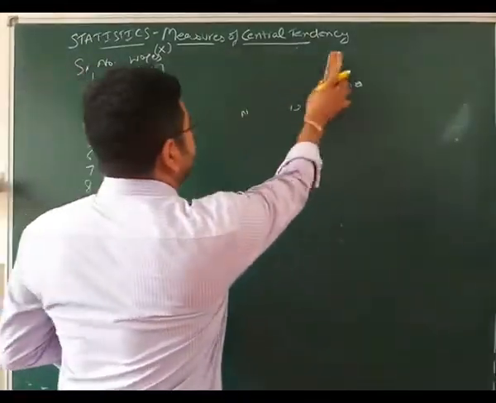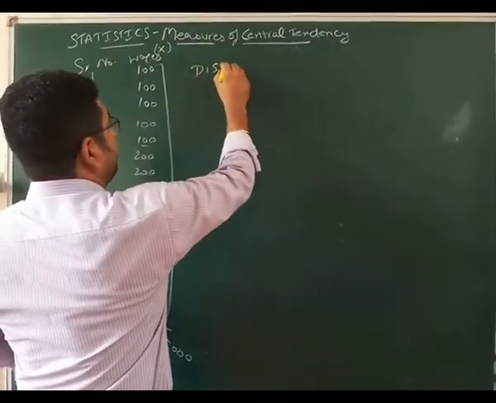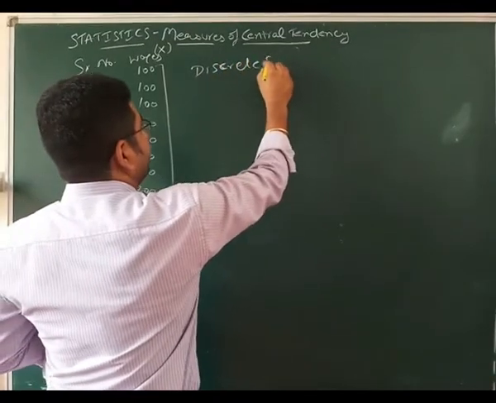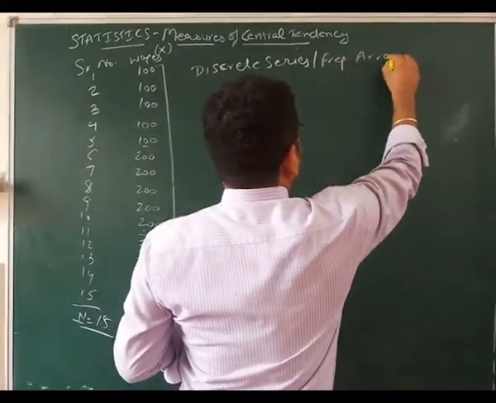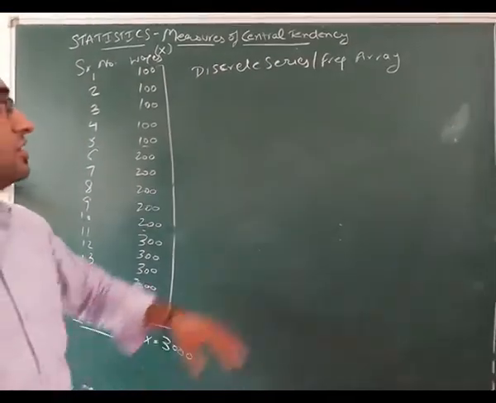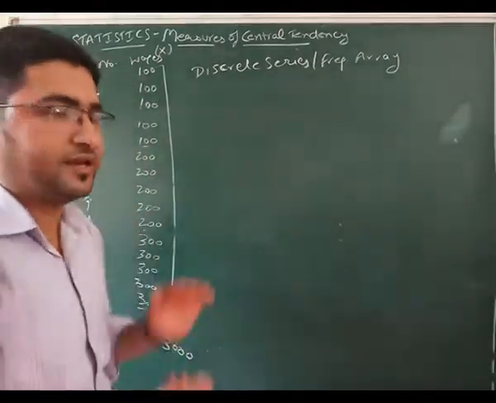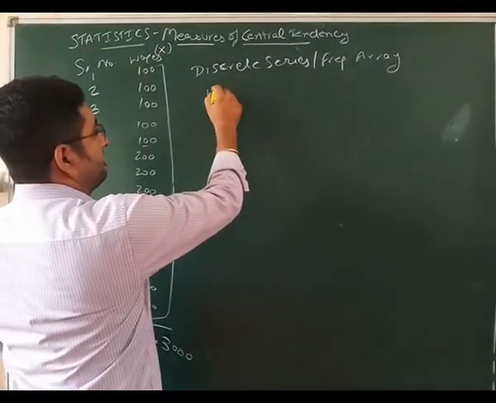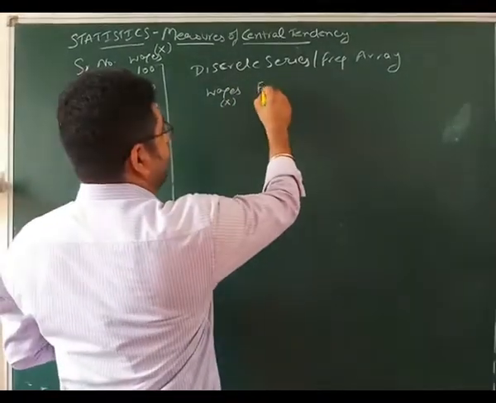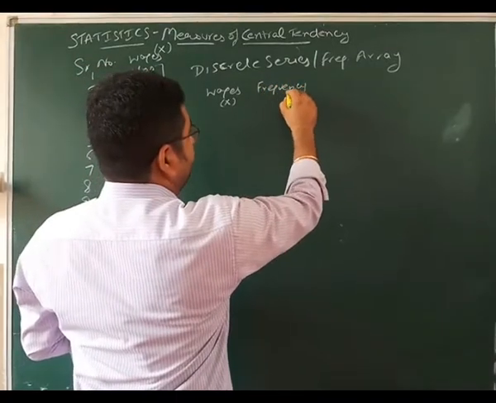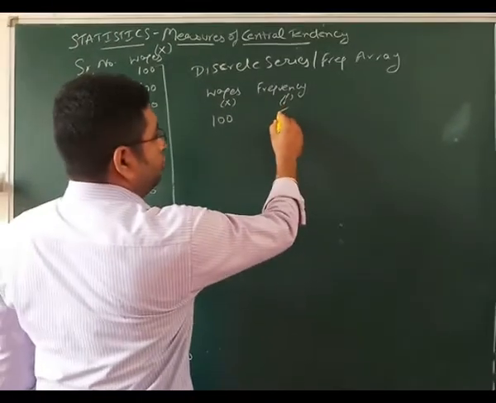So we have another series introduced over here that is called the discrete series, or the other name is frequency array. I repeat, the discrete series or the frequency array. Now I will convert this series into discrete series or frequency array. Let's see how it happens. I'll have wages, that is X, and next I will have frequency F. Now I am giving 100 rupees as wage to 5 workers.